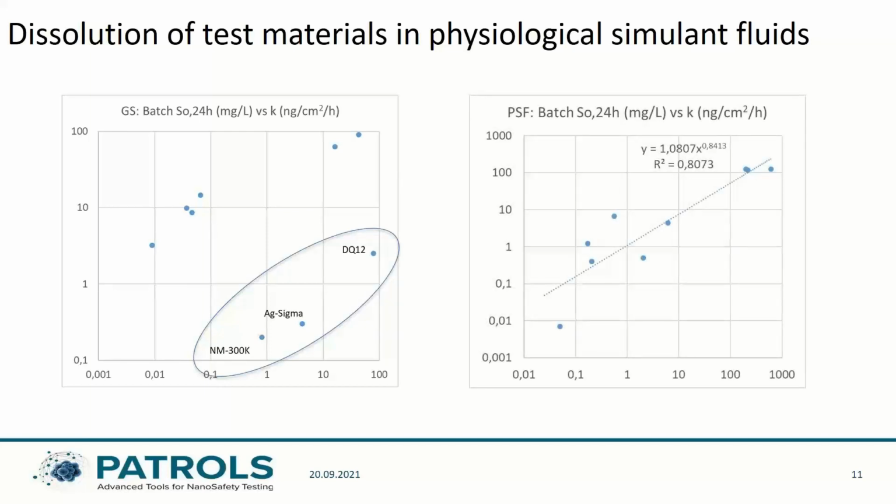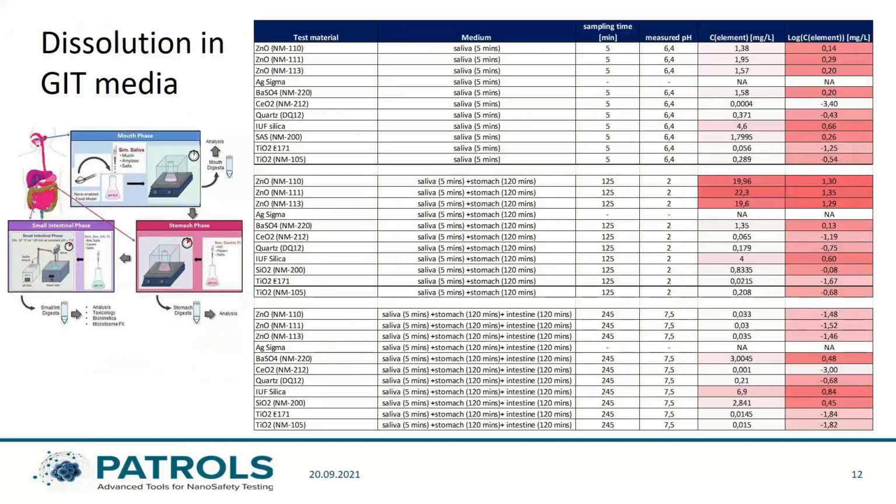When we look into the fecal lysosomal fluid, we see a more coherent picture with a decent linear relationship between the rates and the solubility limits at 24 hours. This is, of course, good to see, and we also see that probably there are less rate-limiting effects in the acidic fecal lysosomal fluids. If we now jump over to the dissolution in gastrointestinal media, we have tests where the particle spent 5 minutes in saliva simulants and then moves into the stomach for 120 minutes, and then we conclude with 120 minutes in the intestine.